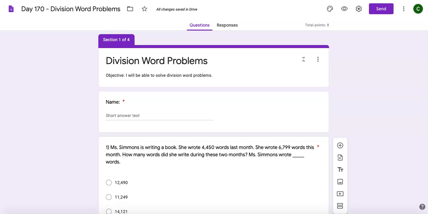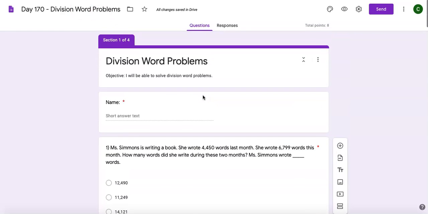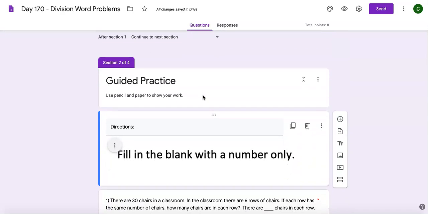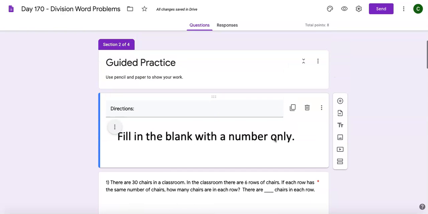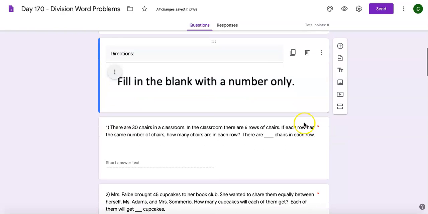So before I roll out the introduction questions, I do want to go through this assignment very quickly so you guys are not getting all your answers wrong, because if you get this wrong because you didn't follow directions, I'm not changing anything. It will be a lesson learned to make sure you follow directions the next time. So for guided practice and everything going forward, you need to fill in the blank with a number only.